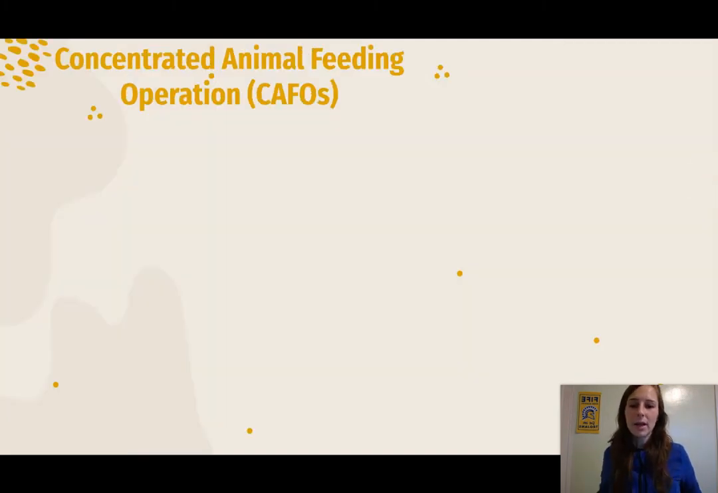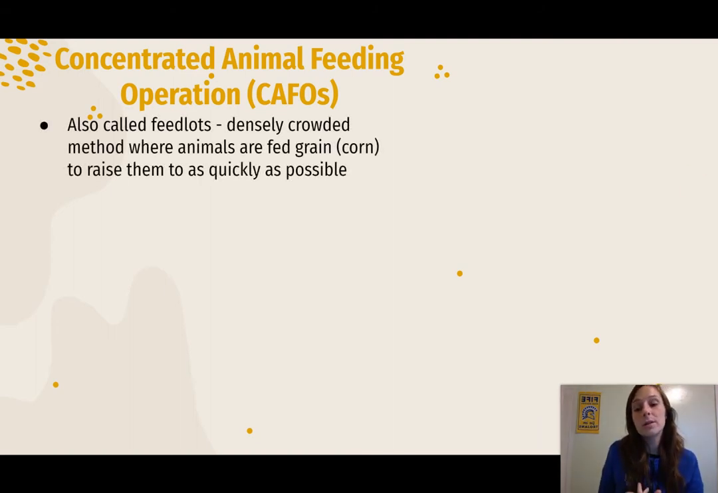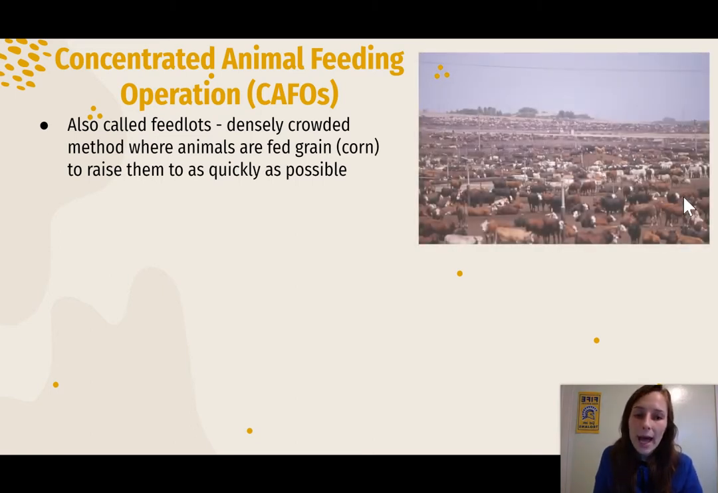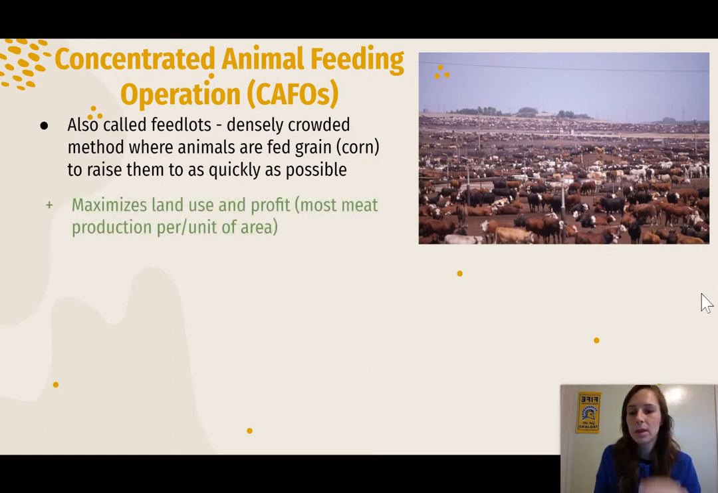So we'll first start out by looking at CAFOs, which are concentrated animal feeding operations, CAFOs for short. They're also sometimes called feedlots. So these are going to be densely crowded areas where animals are going to be fed grain, most often corn, to raise them as quickly as possible. So this is basically what a feedlot is going to be looking like.